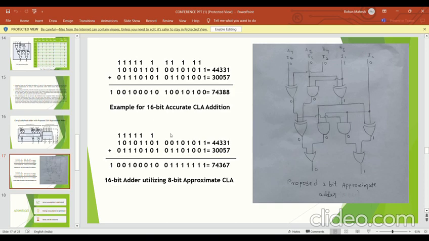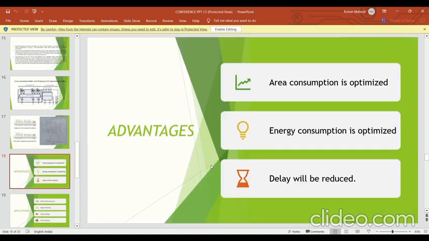This is an example of the accurate carry lookahead adder, and it yields a result of 74388. Coming down to the approximate carry lookahead adder, which we have implemented, the result comes out to 74367. So the advantages of our implemented carry lookahead adder with a 2-bit approximate adder are that the area consumption is optimized as we are giving default zeros or ones, which will further reduce the area. Since the area is reduced, the energy consumption is also reduced, and further the delay will be reduced.